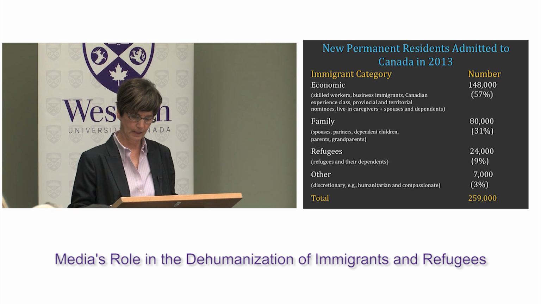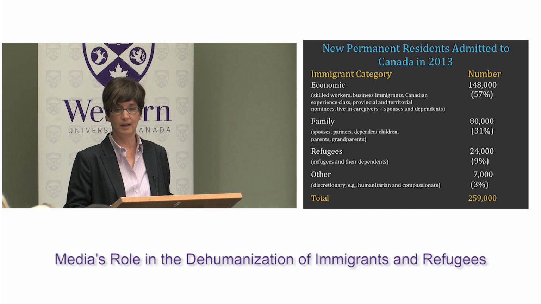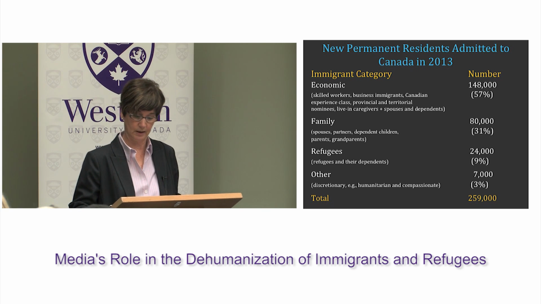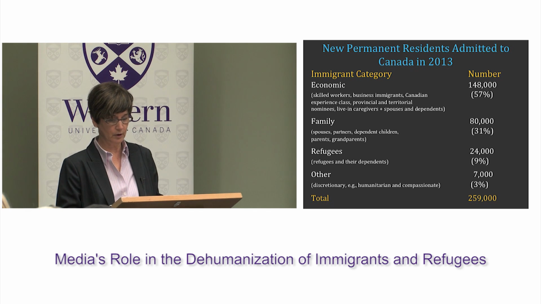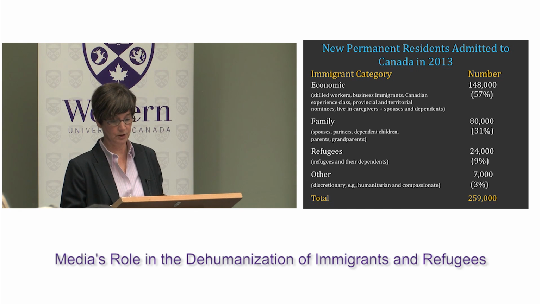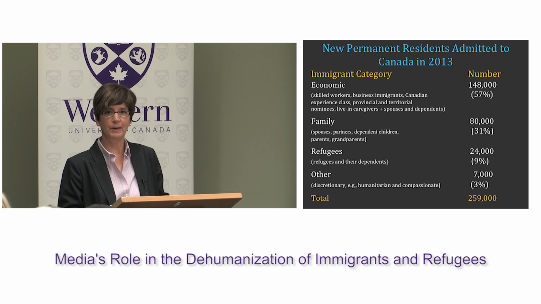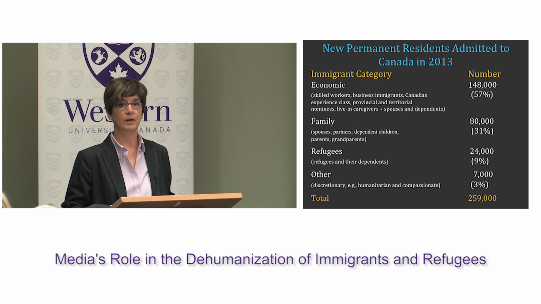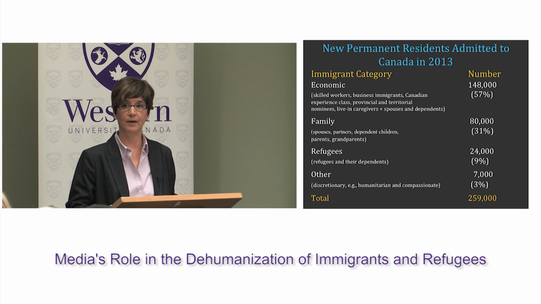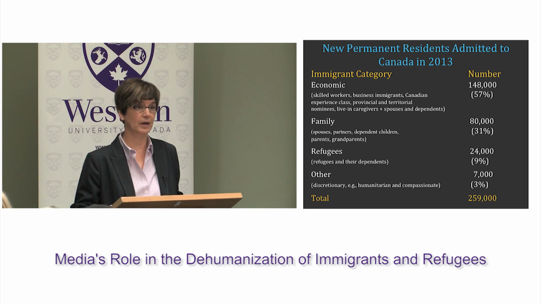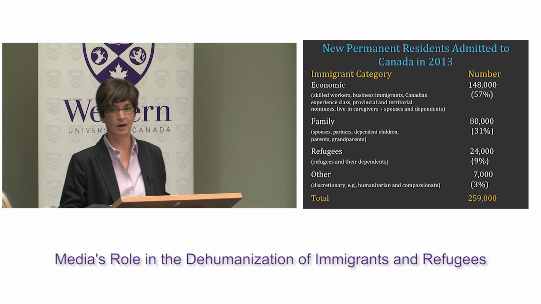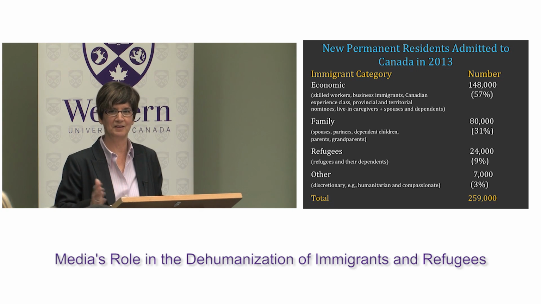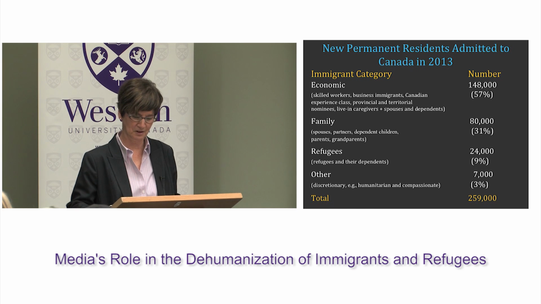members. And then we have a family class, which is representing about 31% of the immigrants coming to Canada. And this includes spouses, partners, dependent children, parents and grandparents. Some of you may have read that the age of dependency has now gone down. So now to bring in your children as immigrants through the family class, they have to be under 19. It used to be a higher age, but I guess we've decided that children are adults at a younger age.